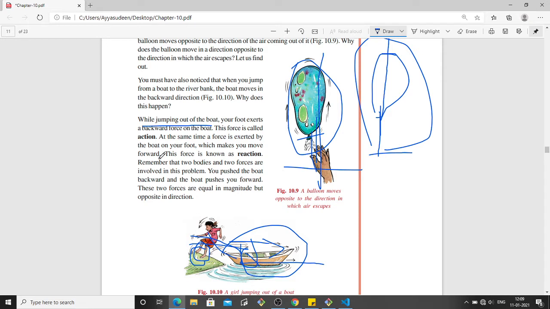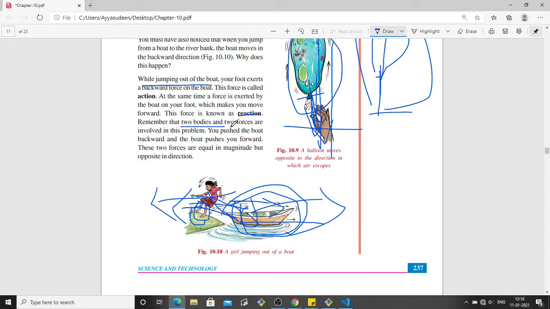So this is what you can see: the force that makes the boat move backwards is what is called the action. You do some action, and because of that there is a reaction, which makes you move forward. So this is action and this is reaction. Like here, if you leave the balloon, there is an action, that is the air coming out and exerting force on the floor, and there is a reaction, that is it pushes the balloon upwards.